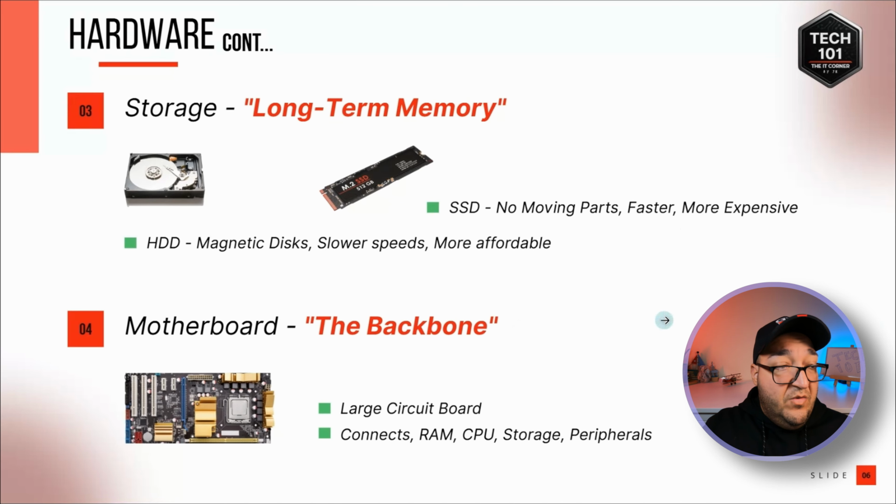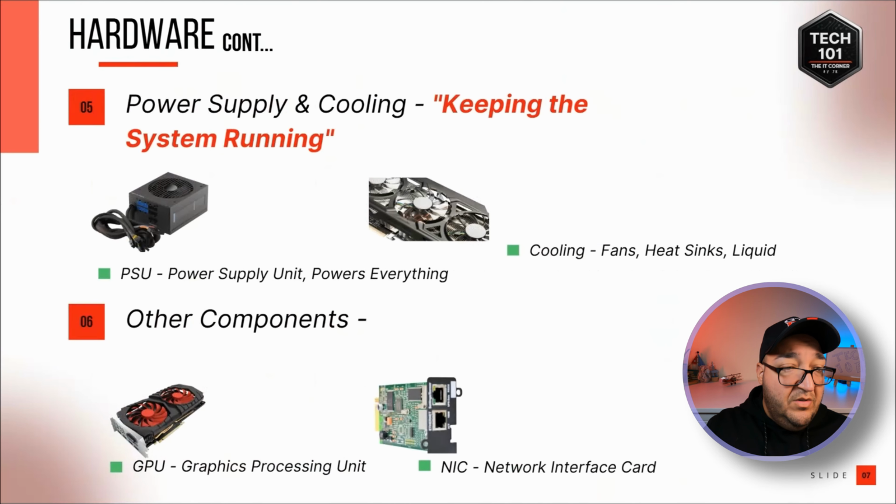So let's go. Next one, we've got the power supply and cooling. Pretty much this is what keeps the system running. This is a picture of a power supply right here. It pretty much powers everything. The power supply provides the power. And this is a picture of a cooling system with some fans. There's also liquid cooling, and there are heat sinks. There are different things that you can do nowadays to cool the computer.